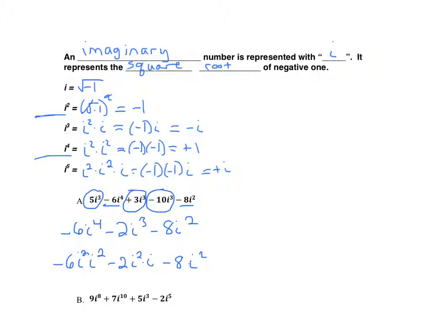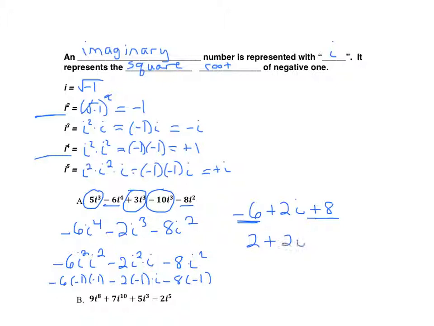Then we can go back and replace all the i squared. So -6 times i squared is -1, i squared is -1, minus 2 times i squared is -1 times i, minus 8 times i squared is -1. And then I can simplify. -6 times -1 times -1 is a -6. -2 times -1 is a +2, and then we still have i. -8 times -1 is a +8. And then again, we can combine like terms. So 8 minus 6 is 2, plus 2i. And that's our simplified expression.